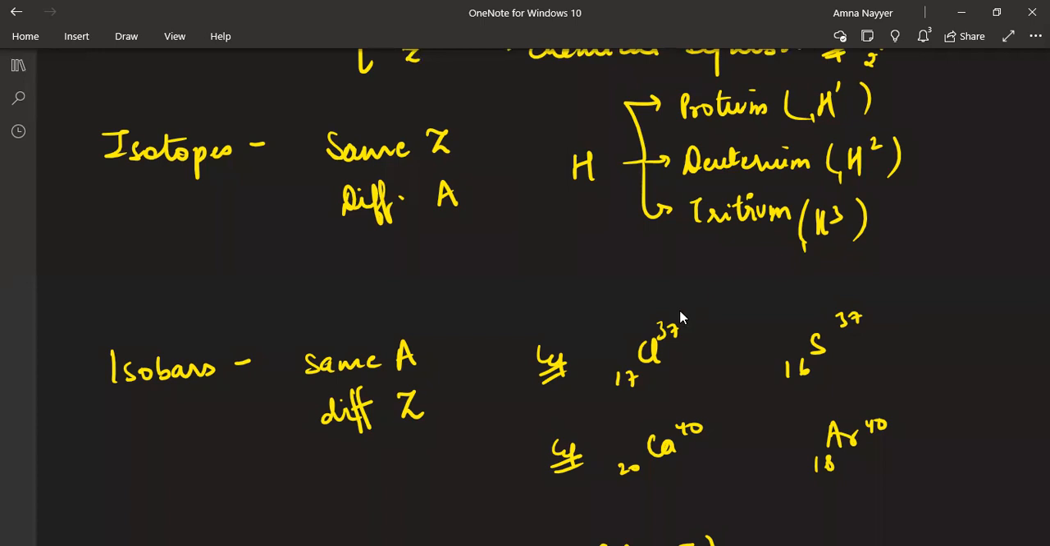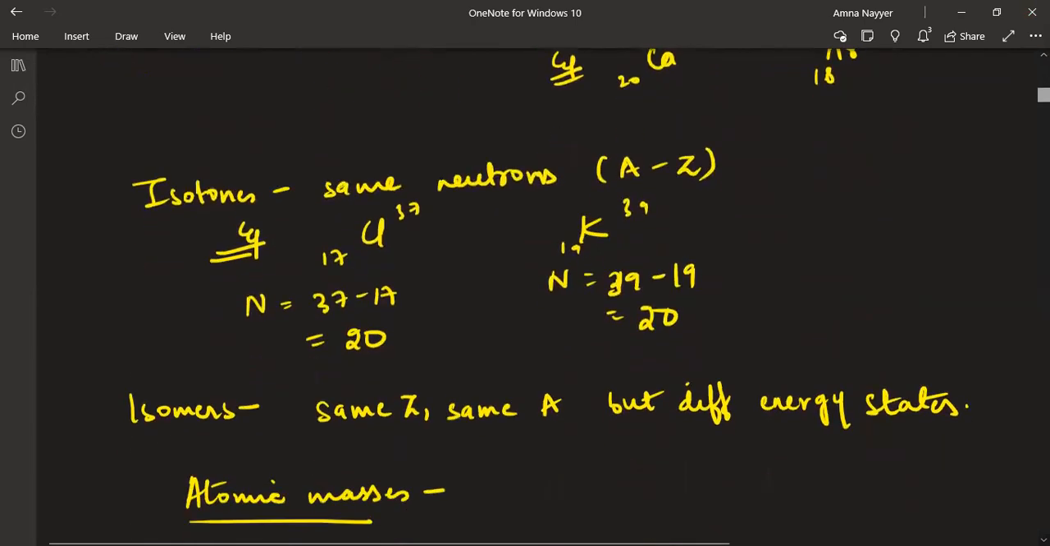Chlorine also has 35, but we are taking the isotope having mass number 37. So chlorine has the 17th value in the periodic table, sulfur has 16th. So both differ in their atomic number, but the mass number is the same. Likewise for calcium and argon. Calcium is the 20th element, argon is 18th, but both have the mass number 40. So these are isobars: same mass number, but different atomic number.